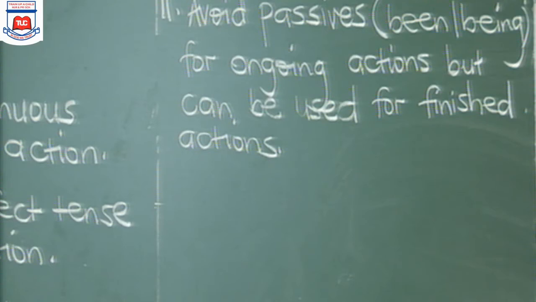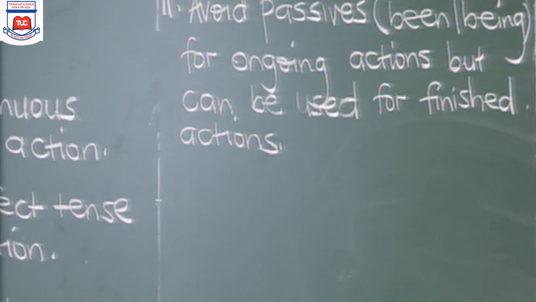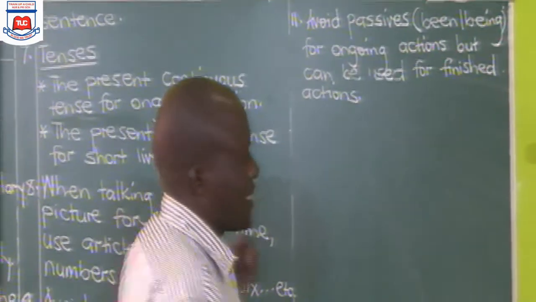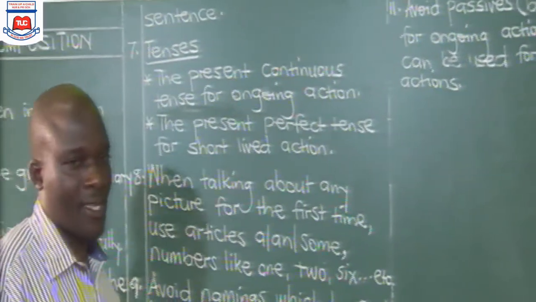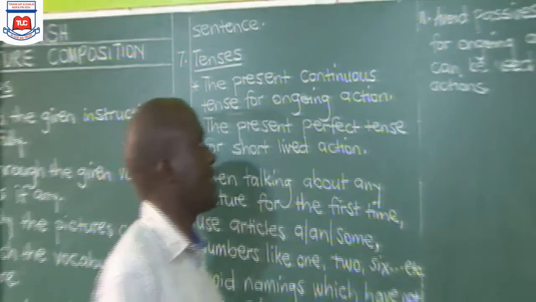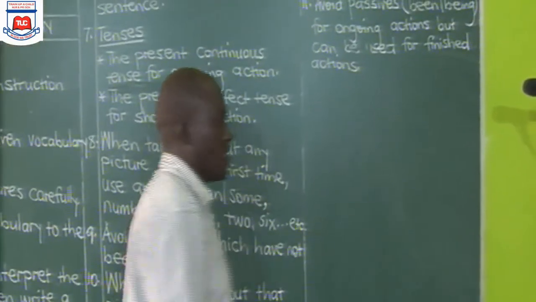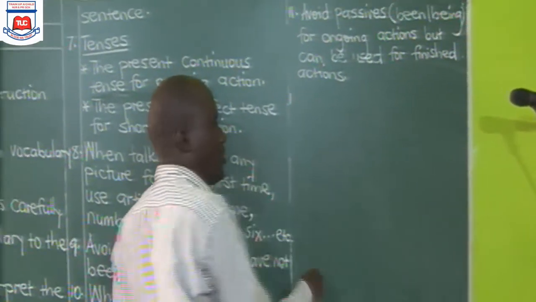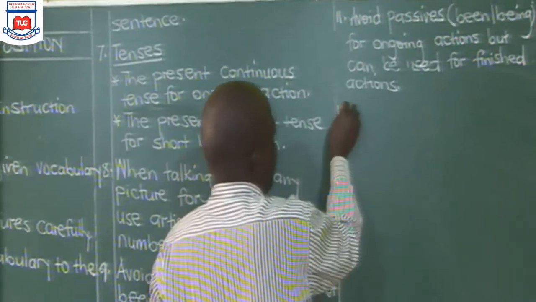Maybe a certain boy was arrested by the police, and after reaching the police station, he is put behind the bars. So in this case, you are free to say the thief has been locked up in the police cell. So here, because he is already now in the police cell, the action is done. But if the action is ongoing, don't use passives.